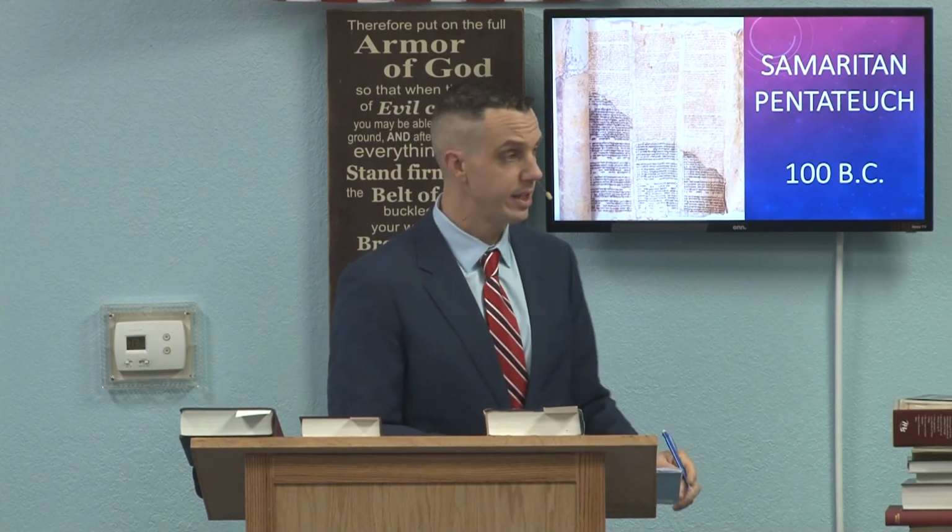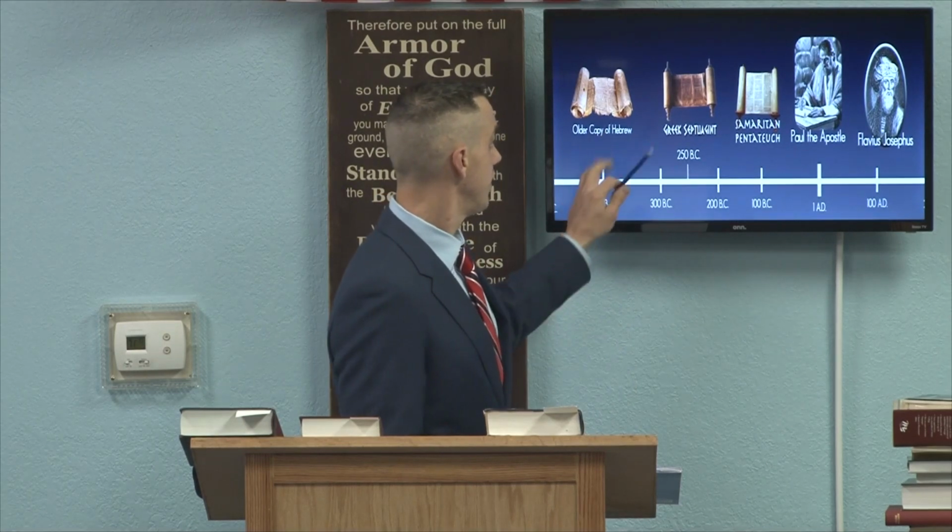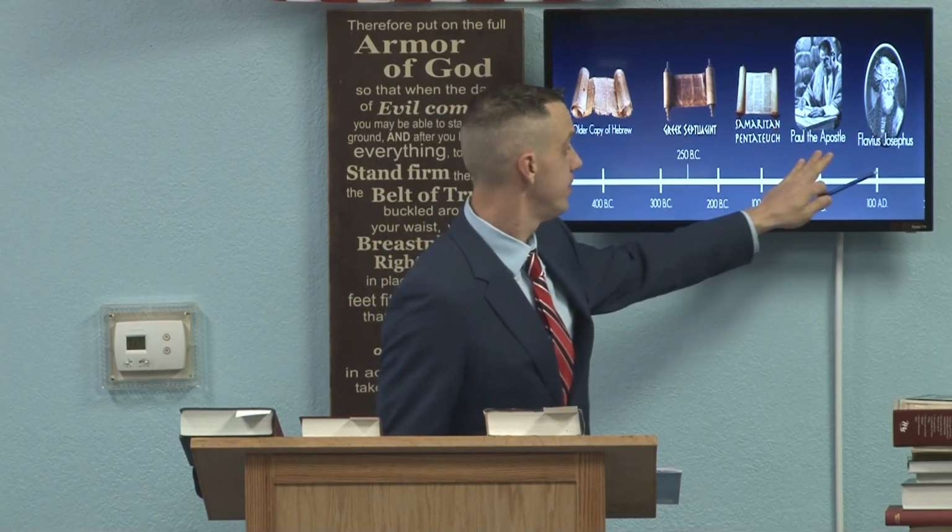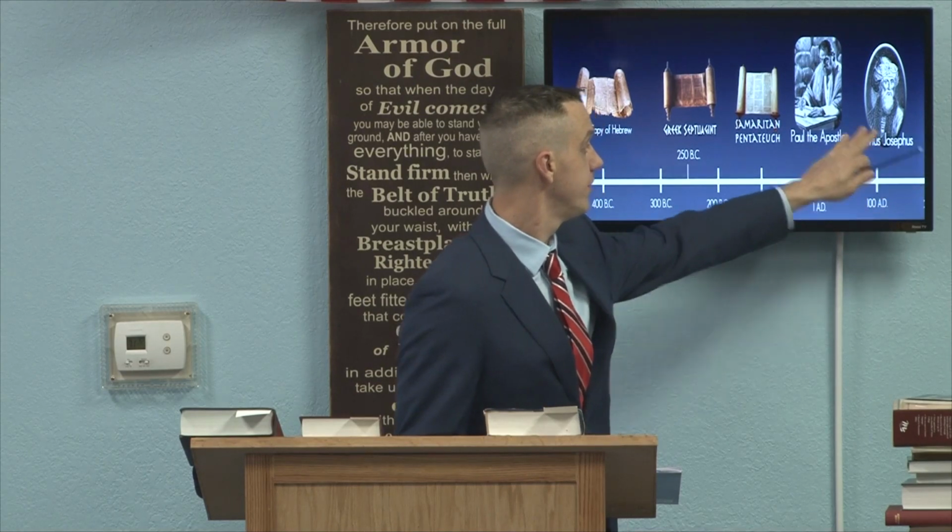Like I said last week, all of these sources, the older copy of Hebrew, the Septuagint, the Samaritan Pentateuch, Paul himself, and Flavius Josephus all looked to something older than the Masoretic text. This is where they're getting their information from. So obviously an older copy of the Hebrew than the Masoretic text or the Leningrad Codex, since all of them predate it. Now we discussed last week how the Masoretic text has distorted a few things like Goliath's height and the Egyptian captivity. So this morning we're going to look at another instance of this.